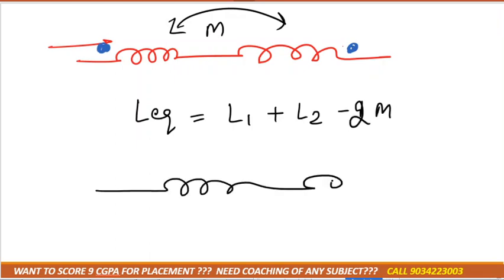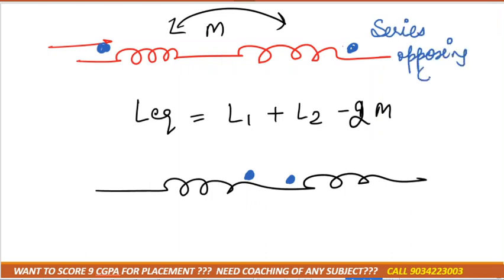Again, there is a different case where one of the currents is leaving and one of the currents is entering. That is technically known as series opposing connection.